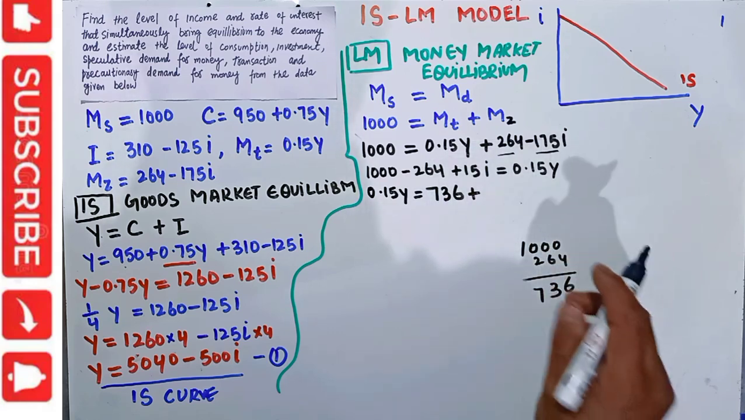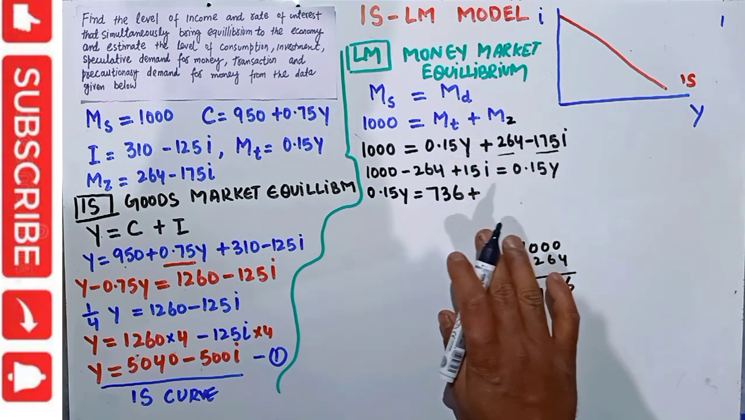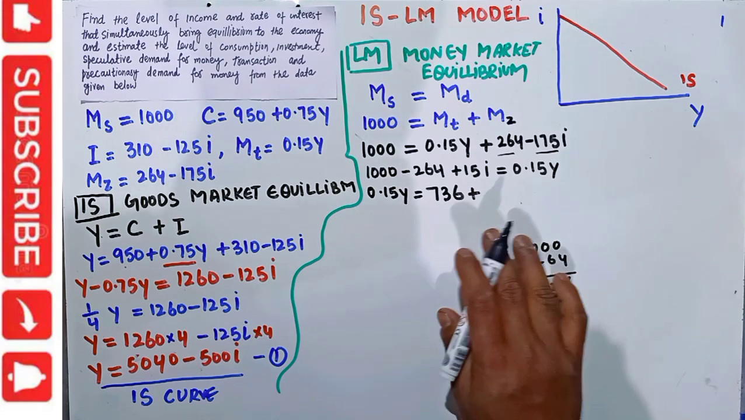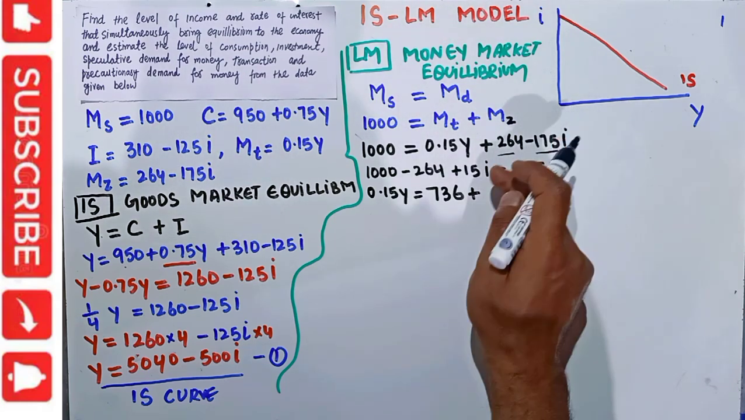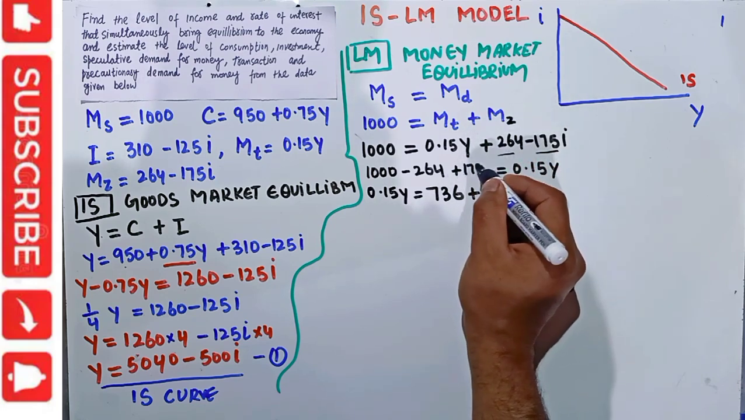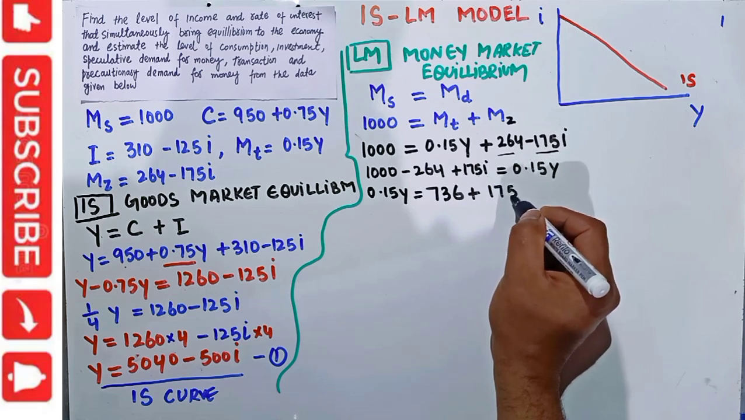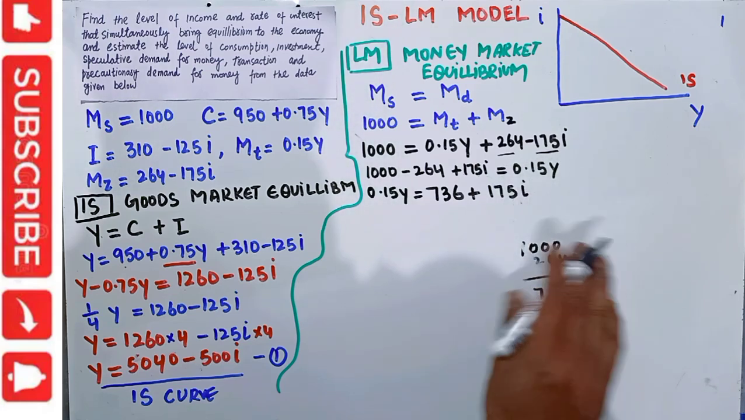Plus what we have. Where is our, am I doing 175 here? Okay, sorry for this mistake. We have 175i, plus 175i.